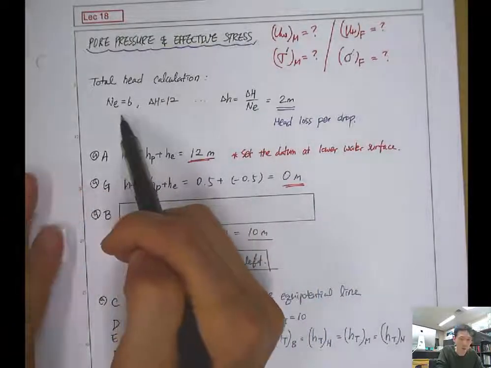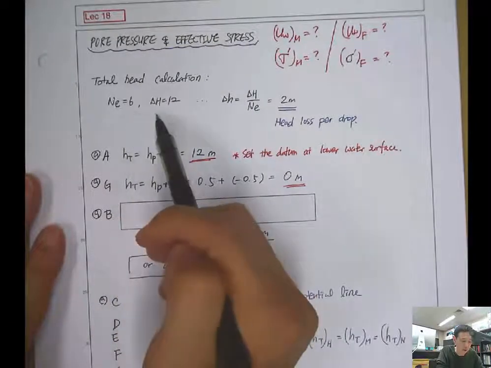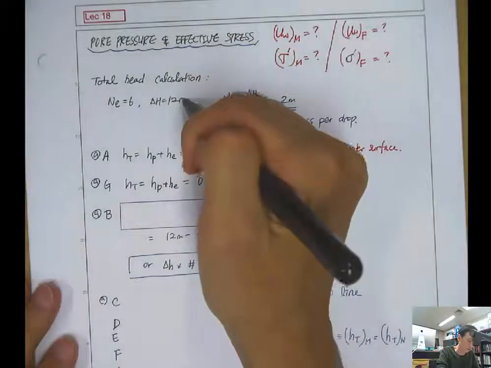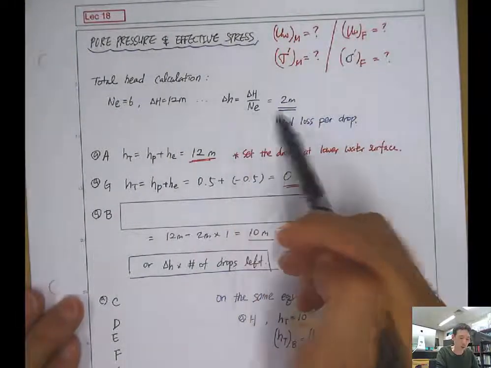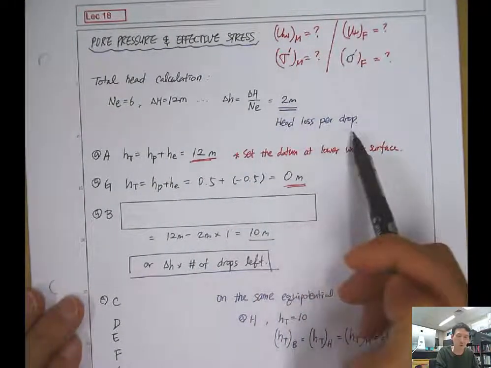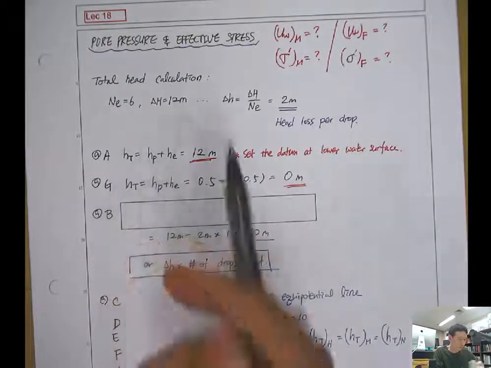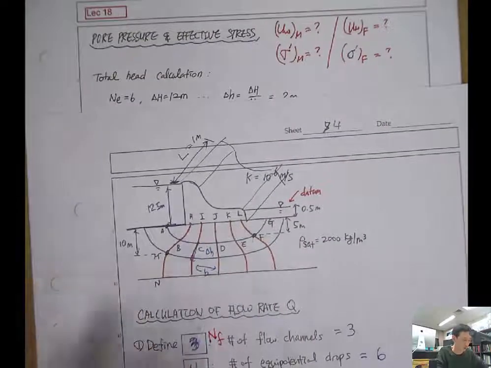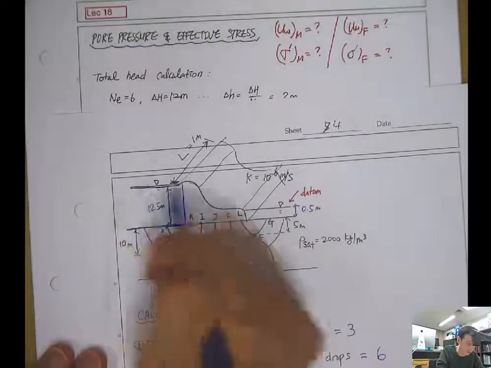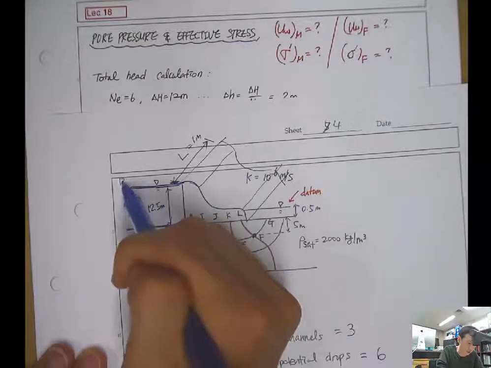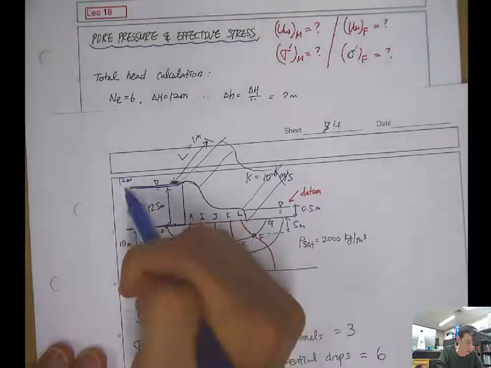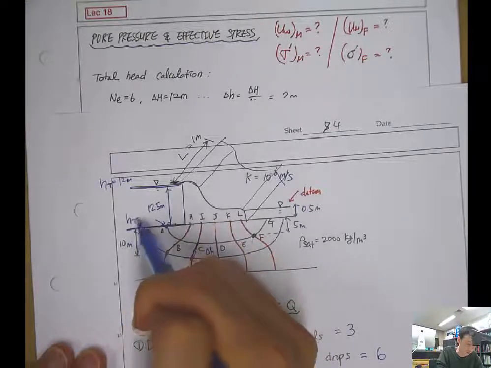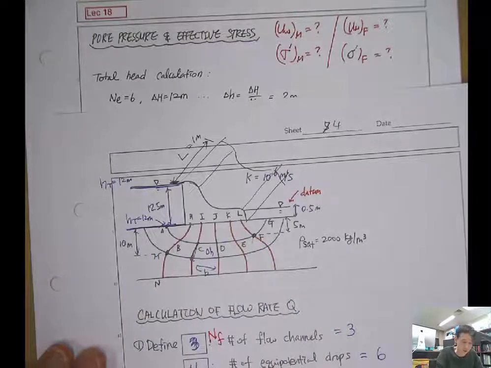Total head calculation: we know that the number of drops, NE, is 6. And the total head difference between the upstream and downstream, the water inlet and outlet, is 12 meters. So the delta small h is 2 meters, the head loss per drop. And at A, here the total head will be what? 12 meters. The reason is that at the surface, the elevation is 12 meters, and the pressure head is 0. So the total head will be 12 meters. So at A, also the total head is 12 meters, right?